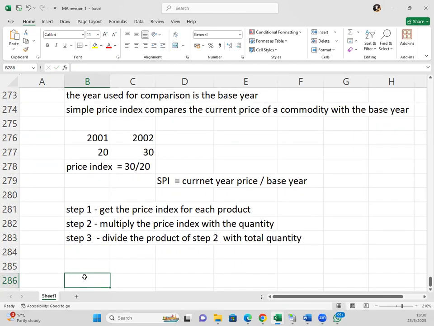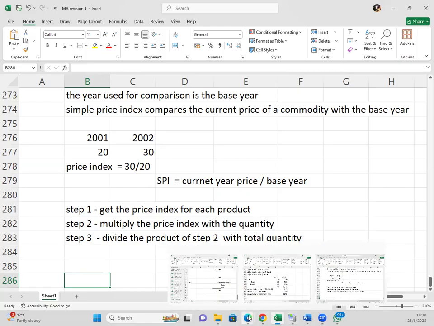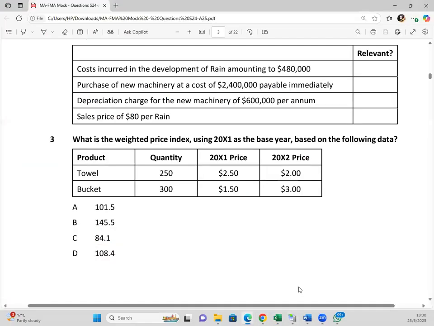So the first step, we have two products on our question. I think we can take a pic, please, so that you can help me out with the amounts. Just take a pic of the question. Those who can. Okay, so we have towel and bucket. Then we have the quantities, the prices. Okay, so let's go to our Excel.